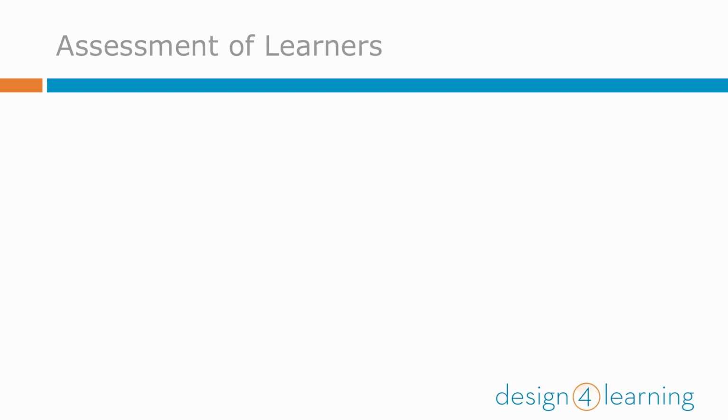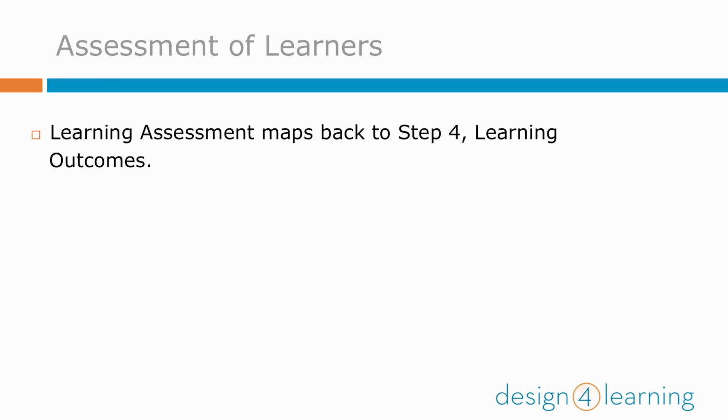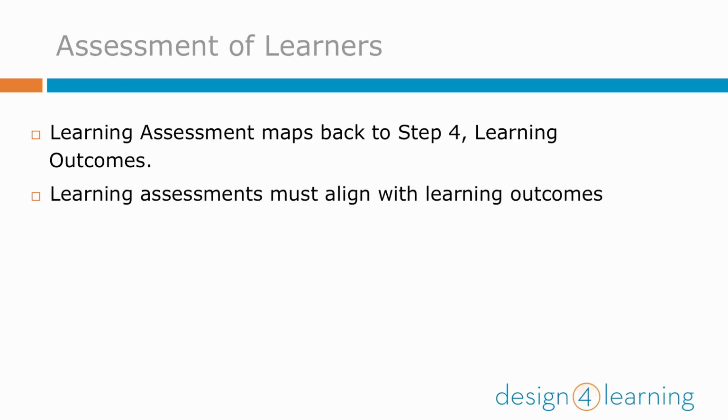Finally, Step 5 involves learning assessments. This maps back to Step 4, learning outcomes, and is something that we discussed in detail in Week 4. How will learning be assessed? You'll recall that your learning assessment must match your learning outcomes. And as a reminder, Bloom's revised taxonomy can help a lot with that. So for Step 5, you will go back to your Step 4 learning outcomes and decide, how will you know that your learners have successfully accomplished the intended learning outcomes?